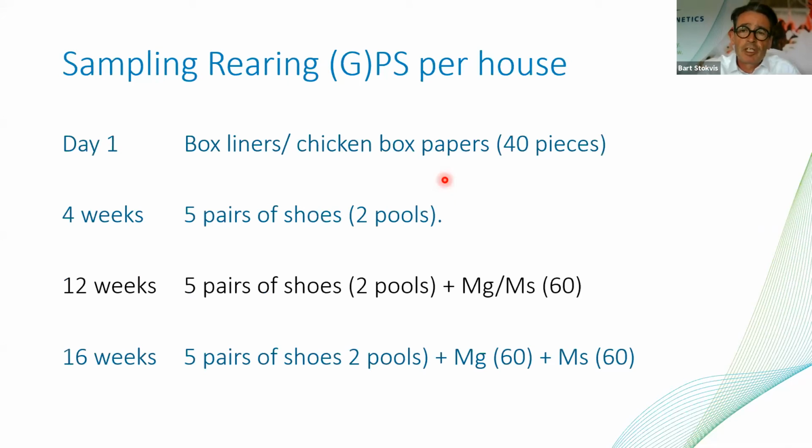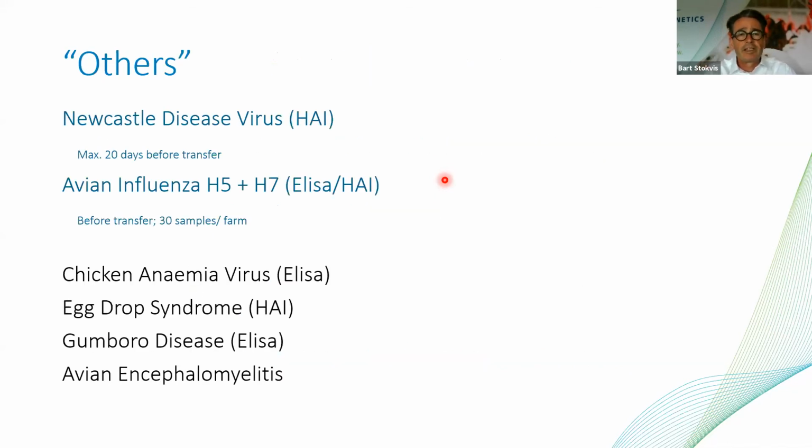So when you look at the rearing, we have a check when the day-old chicks arrive, and we have a check when the reared pullets are transferred from the rearing farm to the production farm. And you can see the program is based on Salmonella and on Mycoplasma. At the end of rearing, we need to show that our vaccination program against Newcastle disease was successful. And we also need to show that the reared pullets are free from avian influenza. What we also do is we check the results of our vaccination program for chicken anemia, for Gumboro, and for avian encephalomyelitis. And we want to know that the pullets are free of EDS.